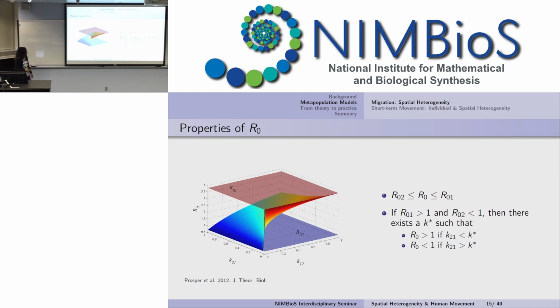So the isolated patch reproduction number is below 1 in this example, and the reproduction number for the high transmission patch is above 1. And so you can see from this surface that there are going to be some rates of movement between these two regions that allow the disease to spread in both populations. So essentially by connecting two regions together, that can allow the disease to persist in a region where it would otherwise die out.